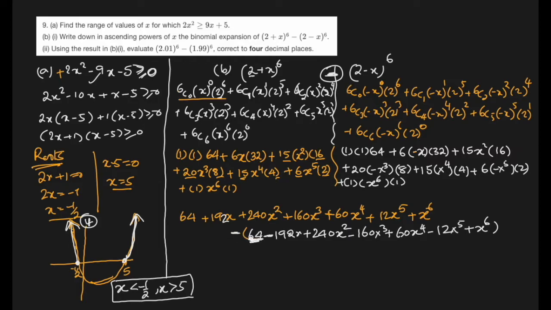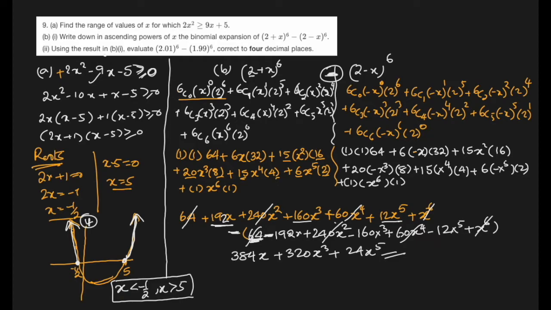That means these terms which become negative will cancel out: 64 and 64 will cancel out, 240 x square and 240 x square cancel out, 60 x to the power 4 and 60 x to the power 4, similarly x to the power 6 and x to the power 6 will cancel out, but the others will add up. So 192 minus means positive, they will add to 384 x. Similarly 160 will become 320 x cube, and this 12 will become 24 x to the power 5. This is the expansion in ascending powers of x.